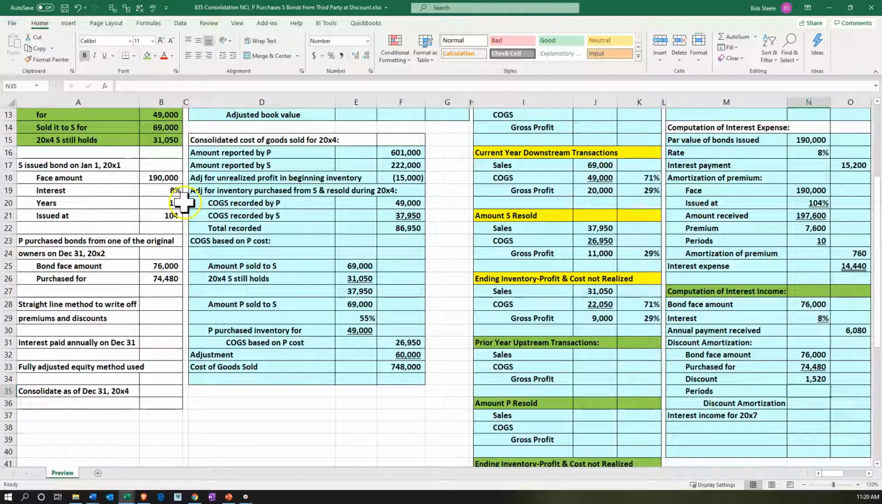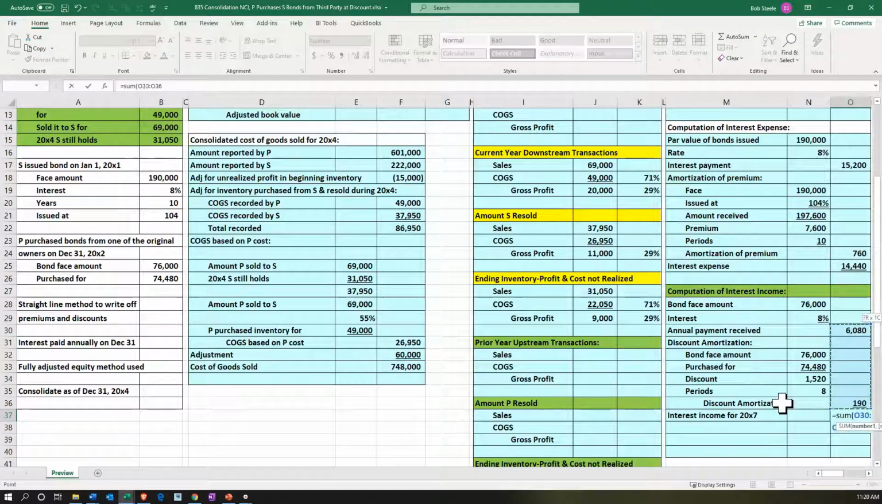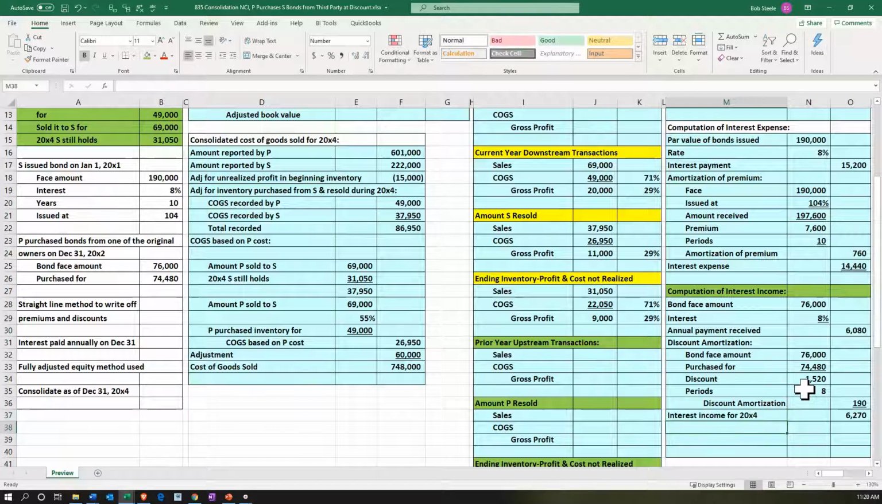It was originally 10 years, and that was in 2000 X1. So X1 and X2 have basically passed, so we got 8 years left. So we have the original 10 minus 2 years that have passed. We've got 8 periods remaining. So if I take that 1,520 divided by the 8, we're going to get the 190. So then if I was to add these up, summing up the 6,080 and the 190, we're going to get the interest for 2000 X4, the year that we're working on here.